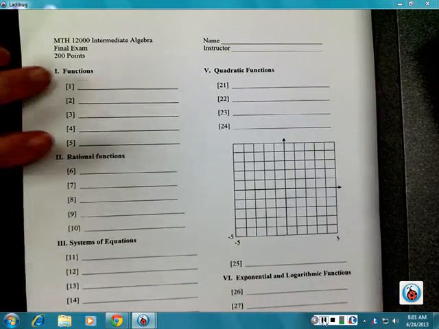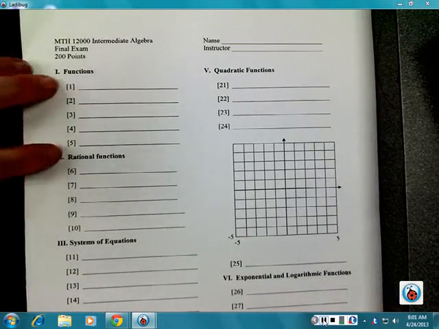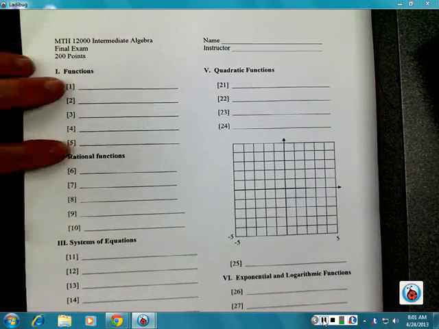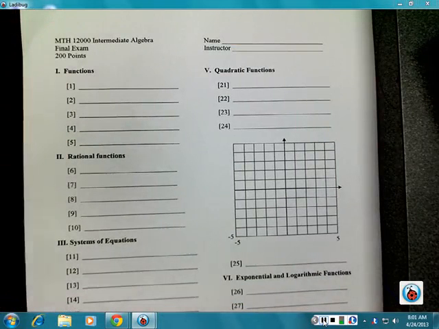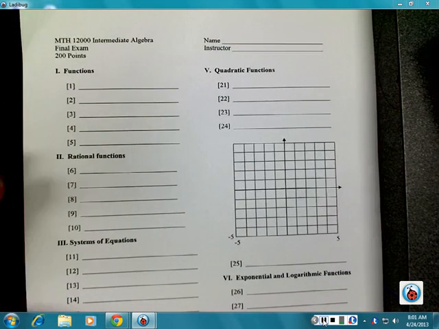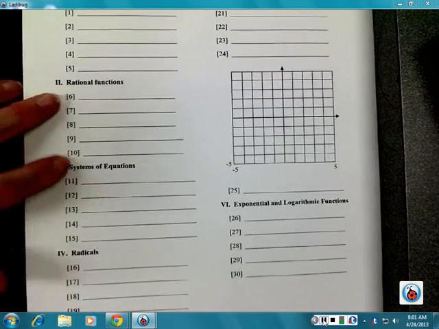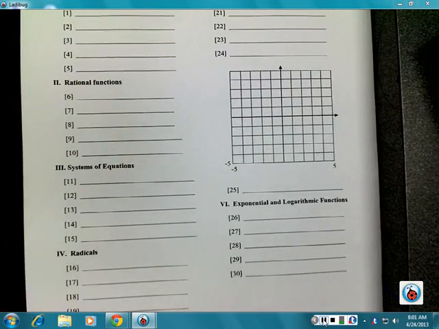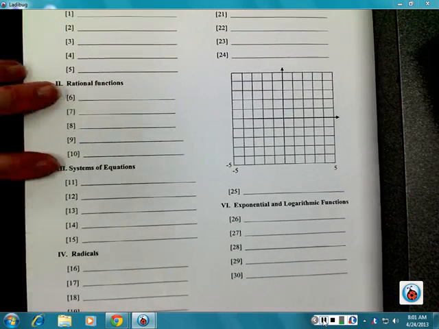The first area is functions, and in functions there are 5 questions. Functions were things like f of x equals, or f of x plus g of x, and those types of problems that fit into that category. So that's where your function pieces go. Rational functions, that's your chapter 7 stuff. So this is the chapter 7 piece.